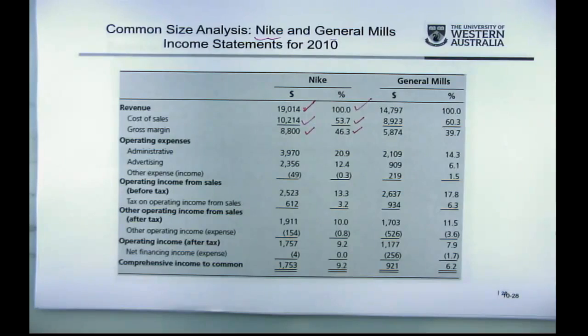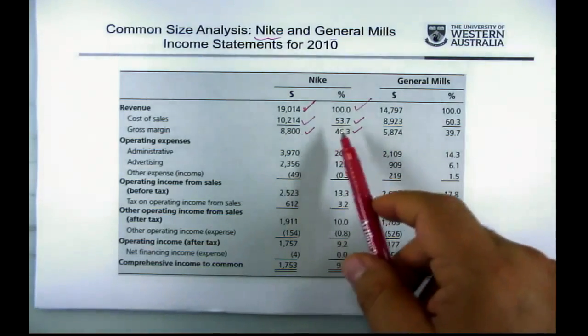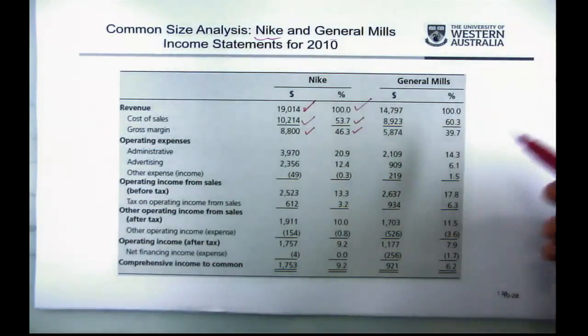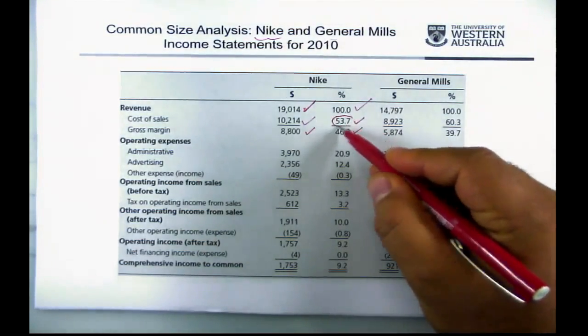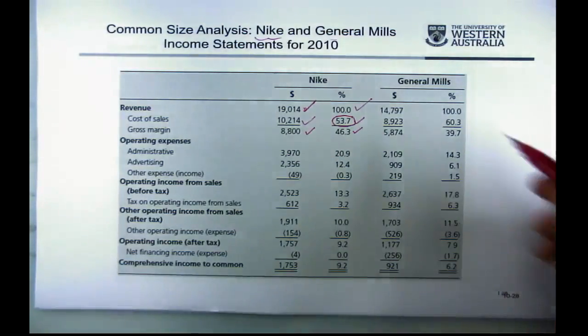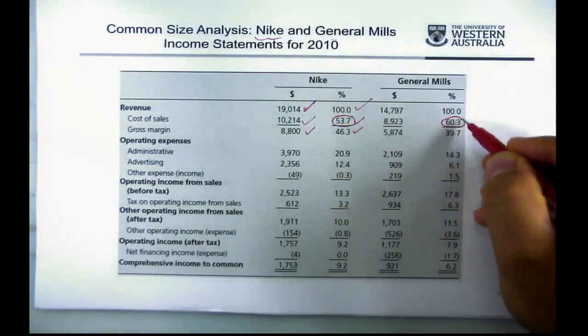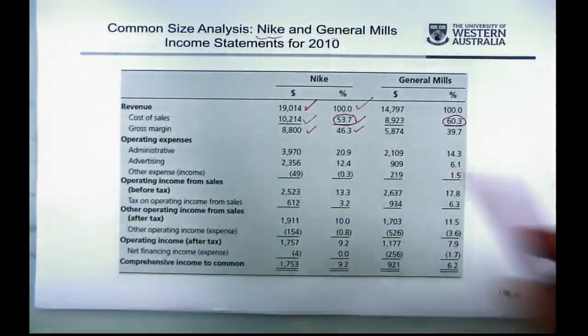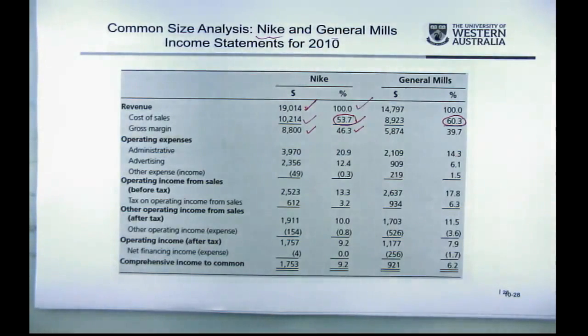For example, look at the ratio of the cost of sale for Nike and General Mills. The cost of sale here is 53.7%. Here it is 60.3%. So in terms of the cost of sales, we can say that Nike is more efficient, right? Nike is more efficient.